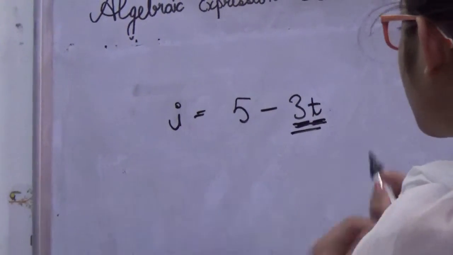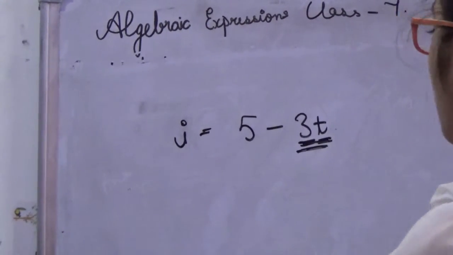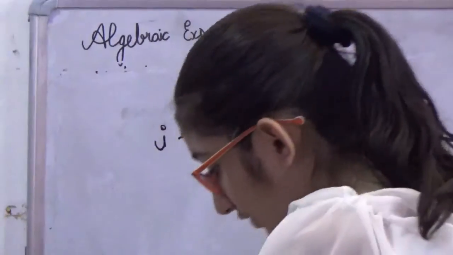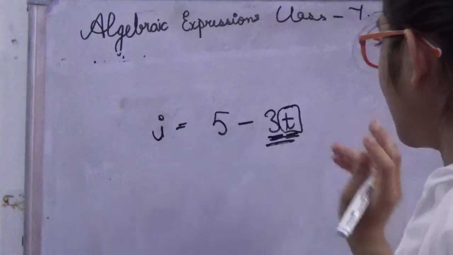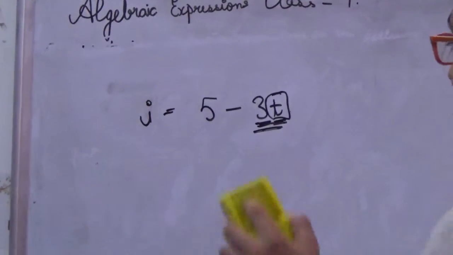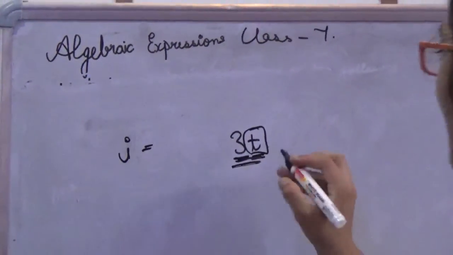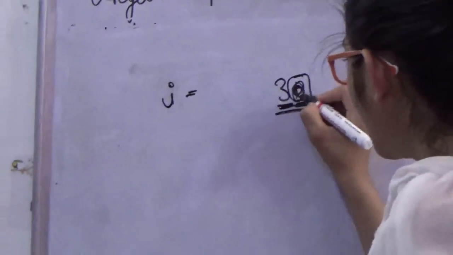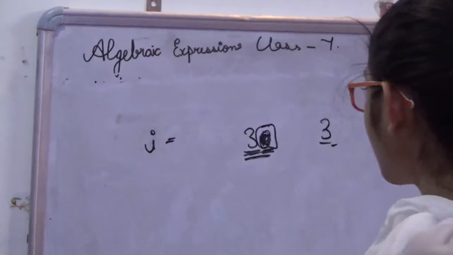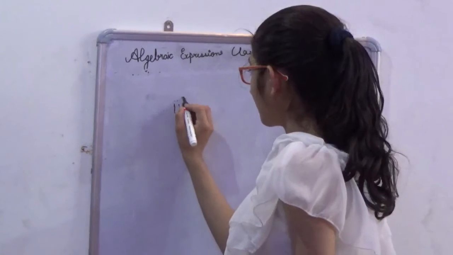Now we have 5 minus 3t. In this case there are two terms, so the expression with two terms is known as a binomial. If we are asked to tell the coefficient of t, we have t in this term. So we'll remove the term with no t. Now we are left with 3t. As we have to tell the coefficient of t, we'll remove t also. Now we are left with the number 3. So 3 is the coefficient of t. Okay, now let's do the next part of this question.